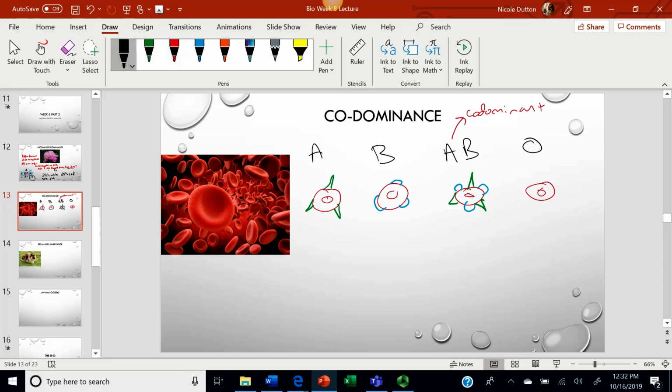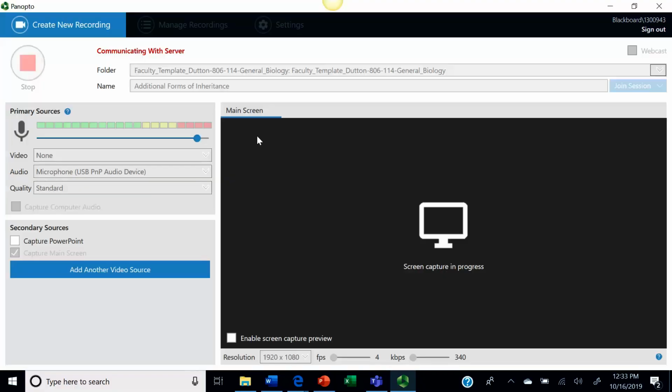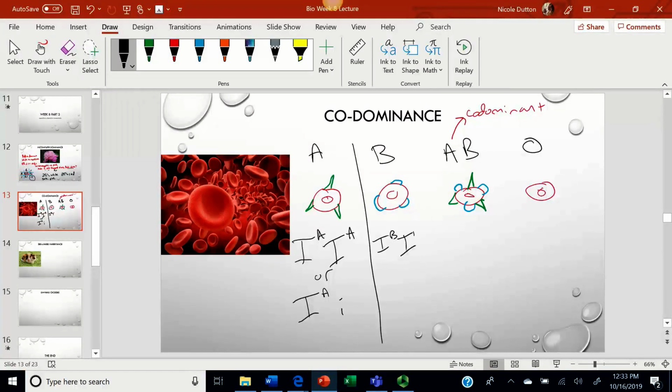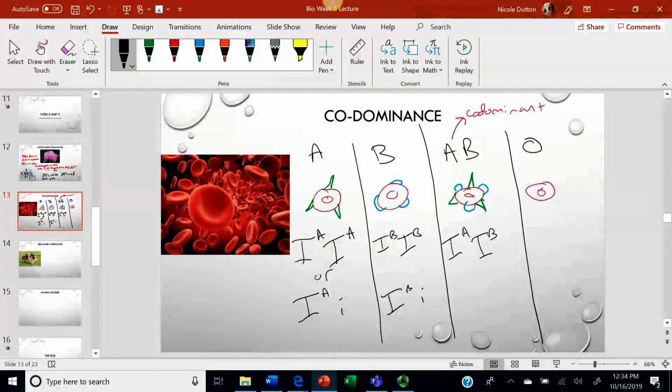So talking about inheritance of blood types, in order to inherit blood types, we usually put a letter I, so we have the I, and then we have an A, and an I, and an A, or we have I, A, and little i. If we're going to inherit blood type B, it's similar: IB, IB, or IBi. Blood type AB is inherited having codominant traits expressed, IA, IB. And blood type O is the lack of an antigen on its surface.